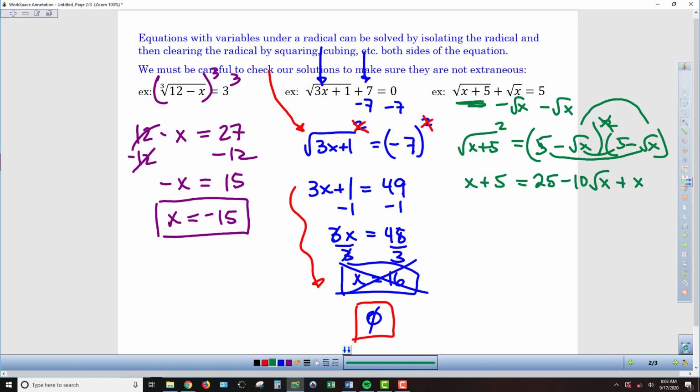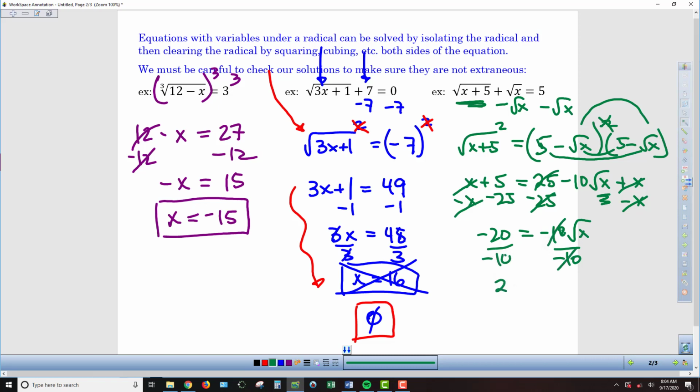I now need to get rid of this other one. And so I'm going to do it the same way. I'm going to isolate that square root, and then I'm going to square both sides. So that means I have some work to do to move stuff to the other side of the problem. So I'm going to subtract x from both sides. Well, that conveniently enough takes care of that. I'm going to subtract 25 from both sides. So I've got 5 minus 25 is negative 20 equals negative 10 root x. So I'm getting close. I'm going to divide both sides by negative 10. And so I've got 2 equals root x. So my last step, square both sides of the problem, and so we get x equals 4.